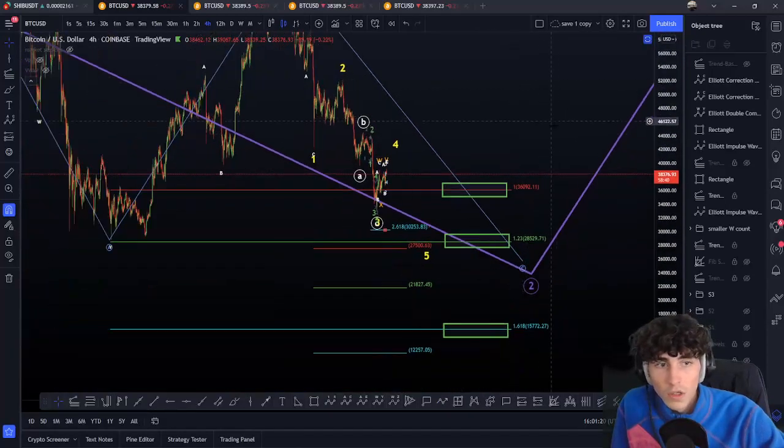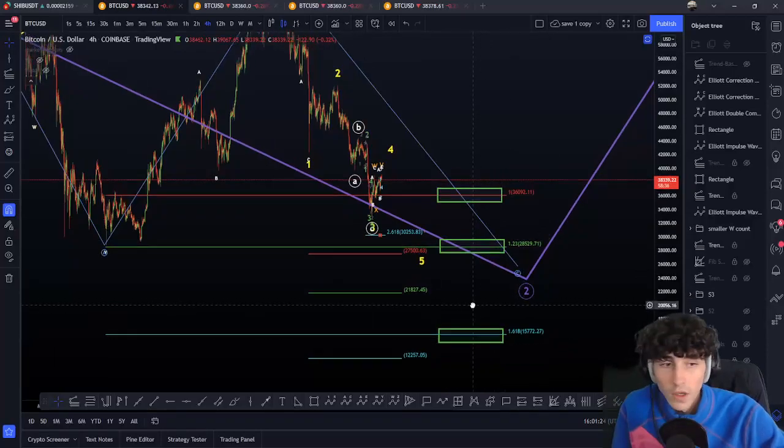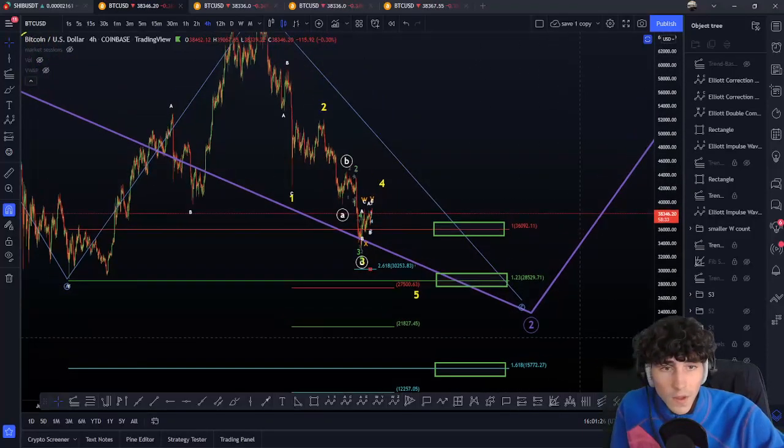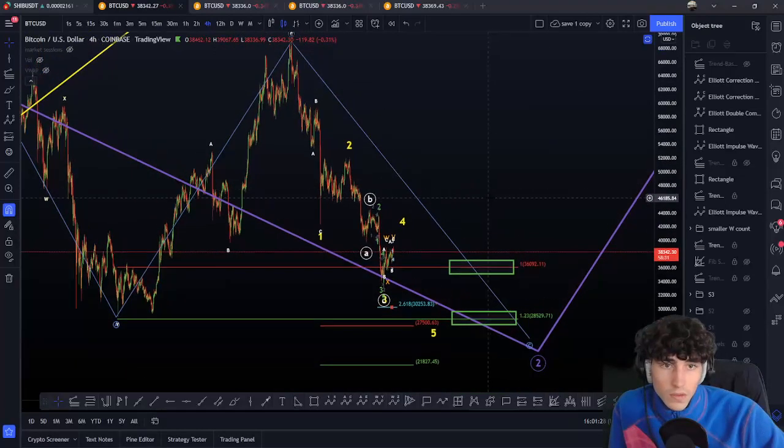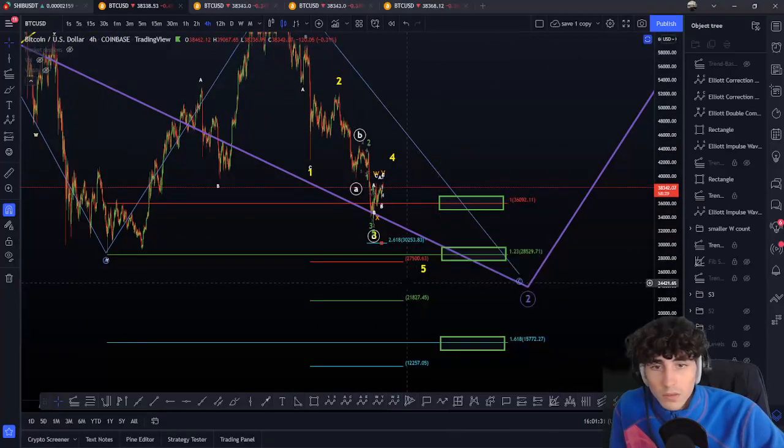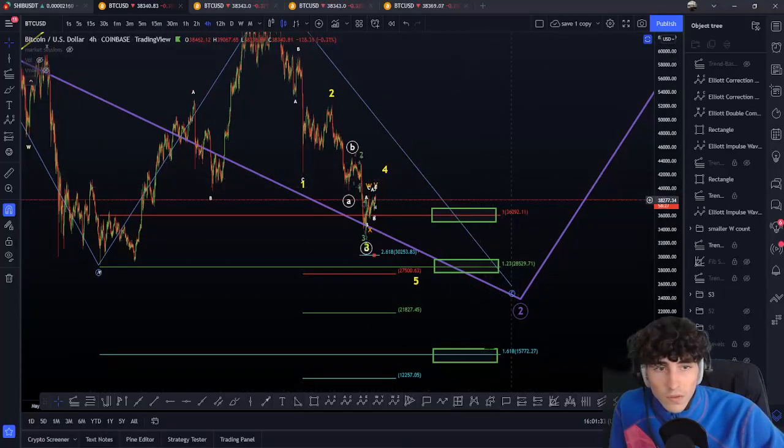Now should we lose the 123, we can expect a look towards the 161 point here, that is around 15k. Now, this is not the most likely target for now, but anyway, just in case, you are aware of every single target here.